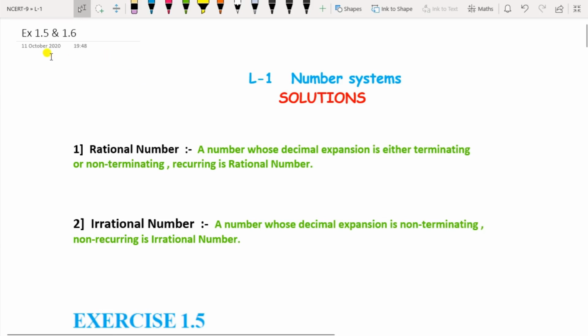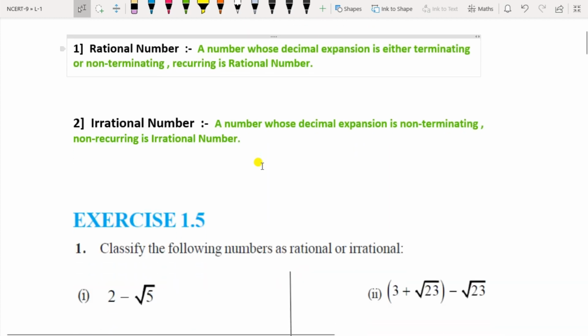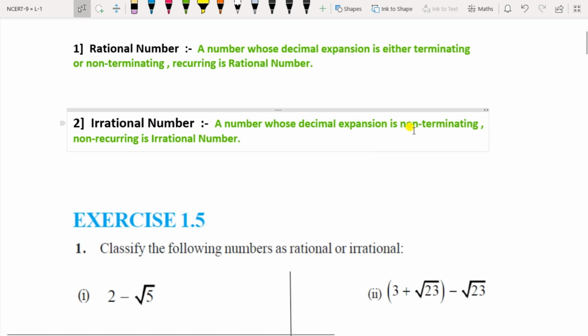In this video we are going to see the solutions of exercise 1.5 and 1.6 of lesson 1, number system. In an earlier video of exercise 1.3 and 1.4 you have seen what rational numbers are and what irrational numbers are. All those numbers which can be expressed in decimal form, where the decimal form is either terminating or, if non-terminating, then recurring, are called rational numbers. And irrational numbers are those decimal expressions that are non-terminating as well as non-recurring.